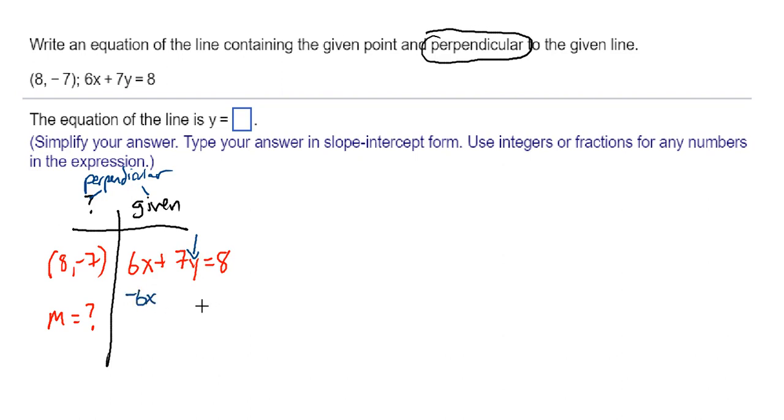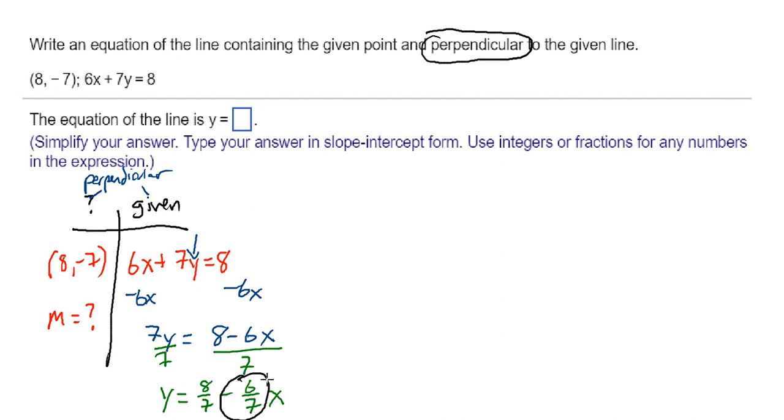So I'll subtract 6x to the other side to get that process started. We'll have 7y equals 8 minus 6x, and then we will divide by 7 on both sides, and we will get y equals 8 over 7 minus 6 over 7x. So the slope here is the number in front of x, which is negative 6 over 7. All right.